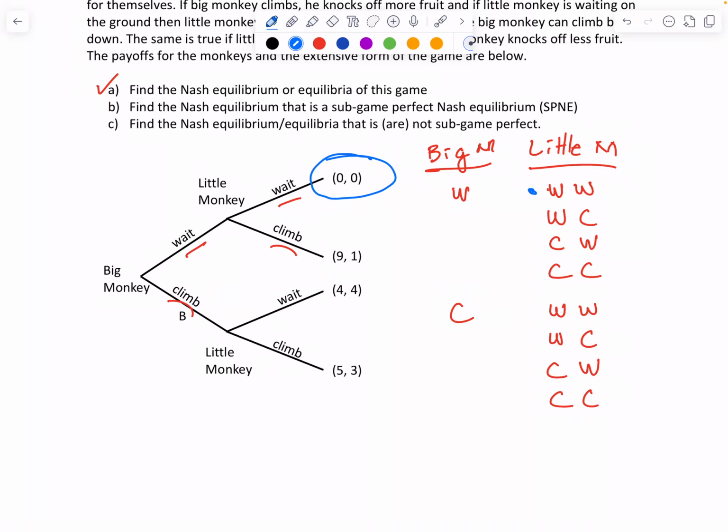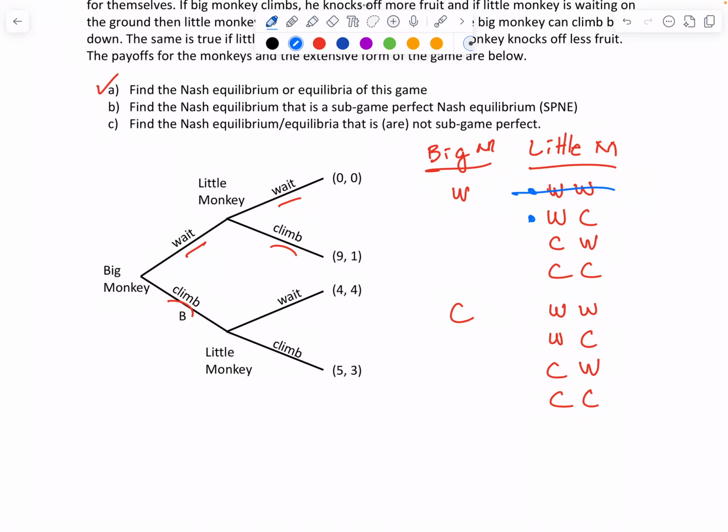And let's see if each player in turn would want to deviate. Well, let's ask little monkey first. Given that we're here, would little monkey want to just go ahead and climb? And if so, they move from getting 0 to 1. Yeah, they would. So we can cross this off. That is not a Nash equilibrium. Okay? All right? So let's get rid of that. Okay. Let's go to the next one.